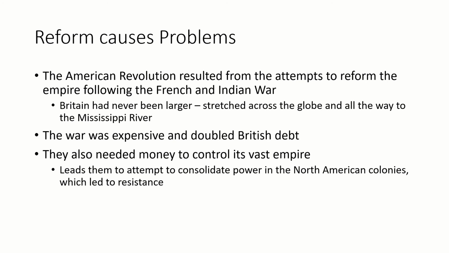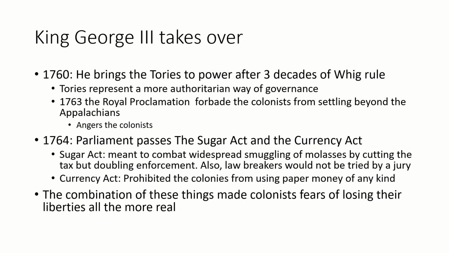leads to resistance. Now, King George III takes the crown in 1760 and brought Tories into his government after 3 decades of Whig rule. And they represented an authoritarian vision of the empire, in which colonies would be subordinate to the crown. The Royal Proclamation of 1763 was Britain's first major post-war imperial action targeting North America.